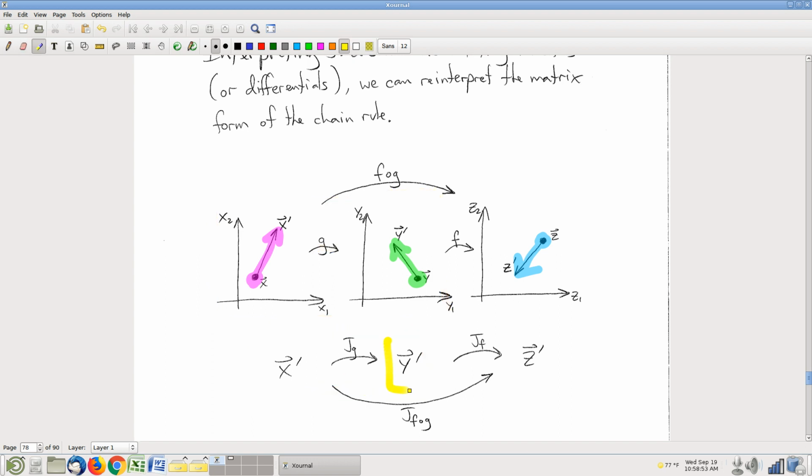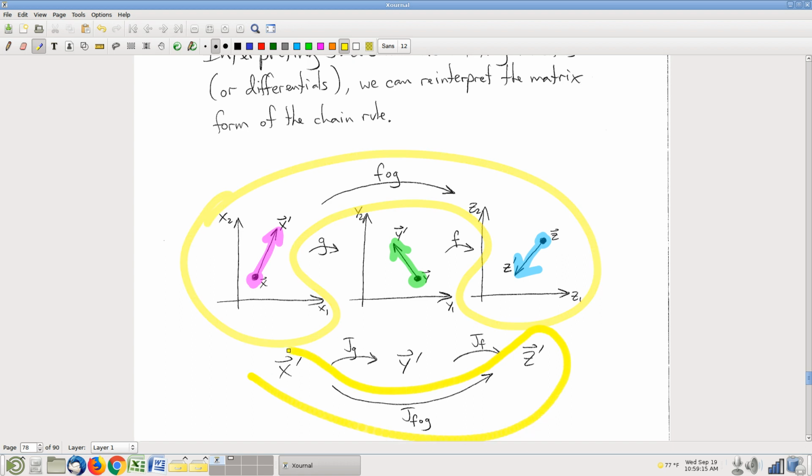The Jacobian of f multiplies by y prime to get you z prime. That's what Jacobians do. They take input velocities, they give you output velocities. And the Jacobian of the composition multiplies by x prime to give you z prime straight away. We don't even have to go through y prime in between. Okay, well, that's just three observations.